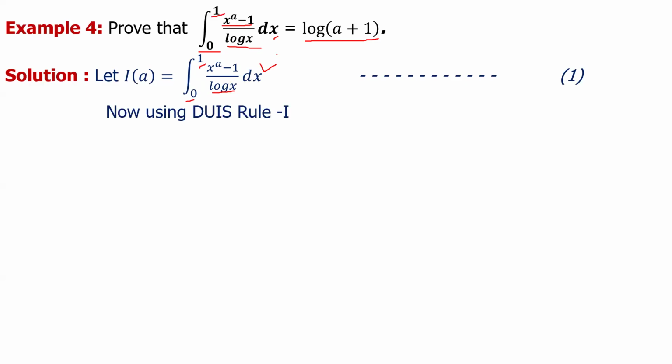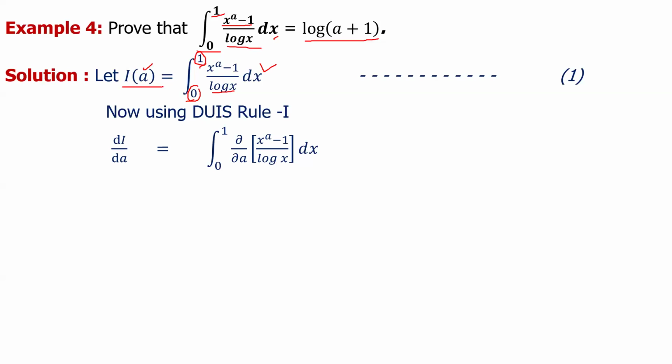Now using DUIS rule number 1. Why? Because here the limits of the integration are constants, 0 and 1, which are free from a. So we can apply the differentiation under integral sign rule number 1. Just differentiating left hand side and right hand side.